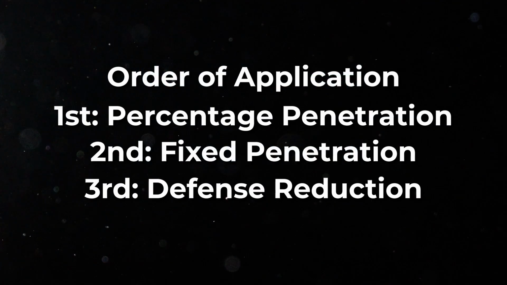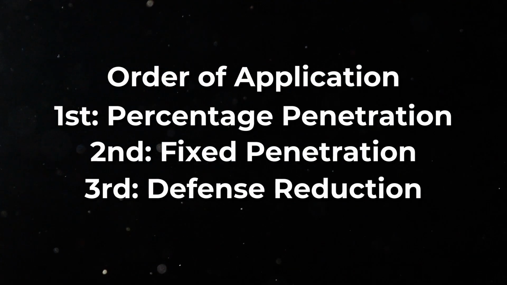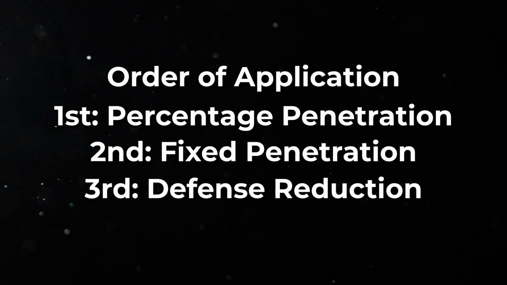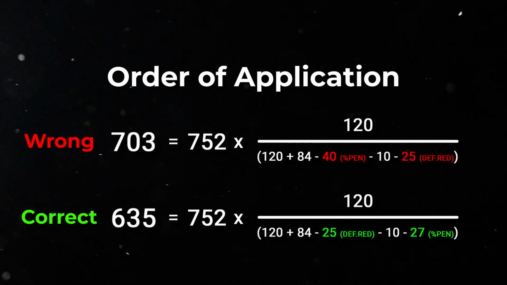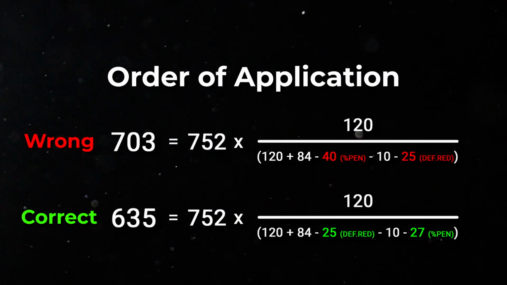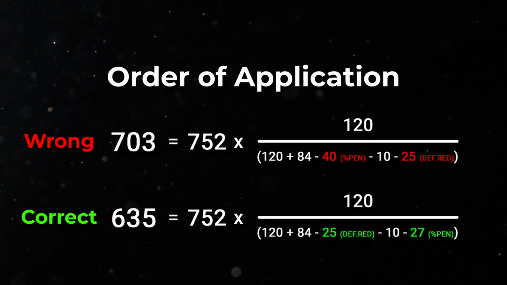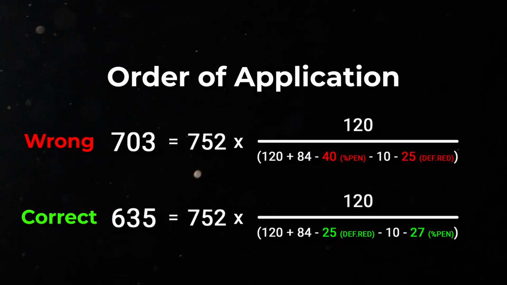Now let's suppose we swap places between defense reduction and percentage penetration. So we calculate percentage penetration first and defense reduction last. As you can see, the final number is bigger. This is because percentage penetration is based on the target's defense stat, which means the amount of penetration scales according to how much the enemy's defense is. If defense reduction is applied first, the target's defense is lowered and becomes smaller, which also lowers the amount of penetration from Divine Glaive's percentage penetration effect.